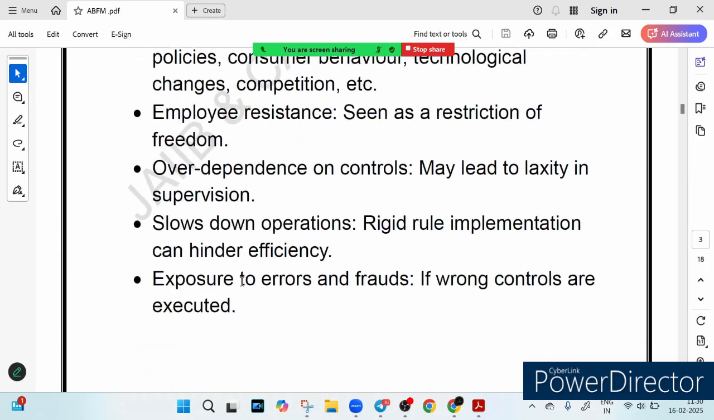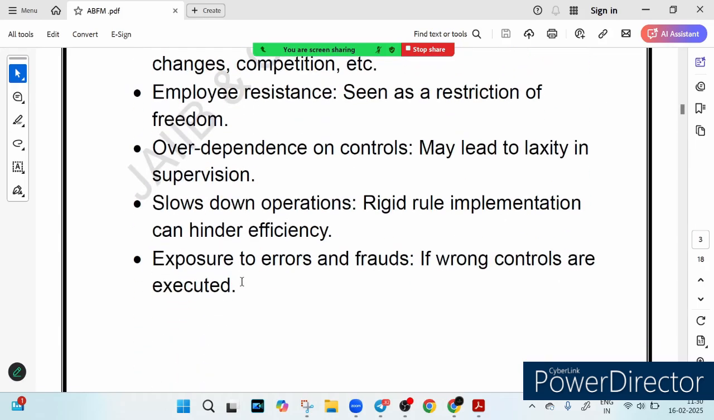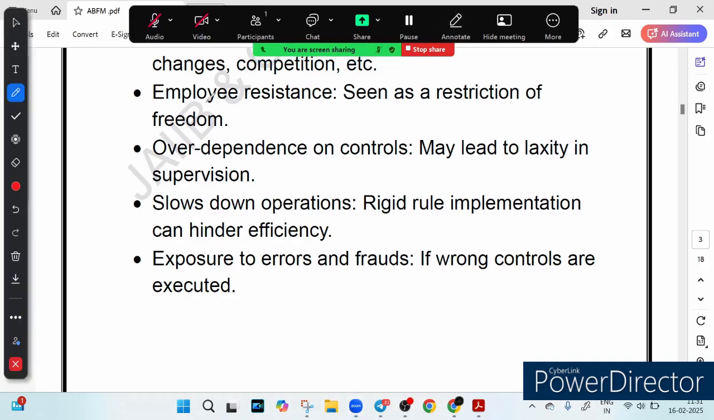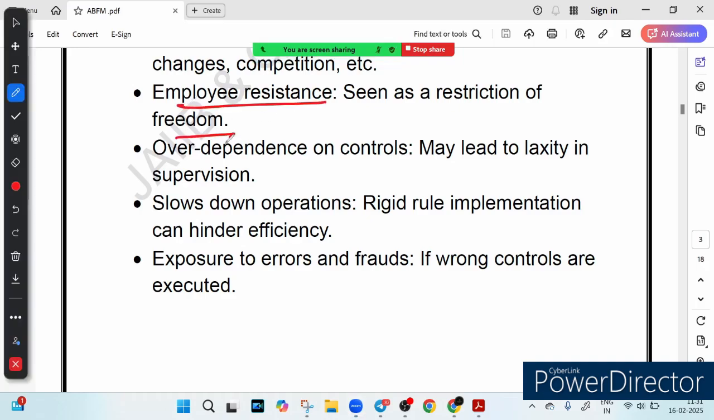And there is something called employee resistance. Means what? Employees may resist. Imagine being watched all the time. Would that not feel restricting? Employees often see control as a loss of freedom, right? Leading to frustration.